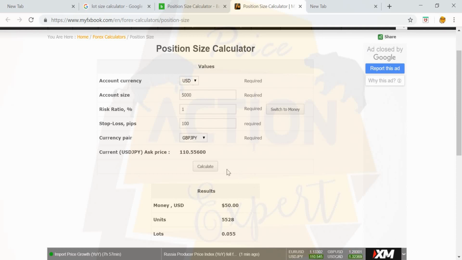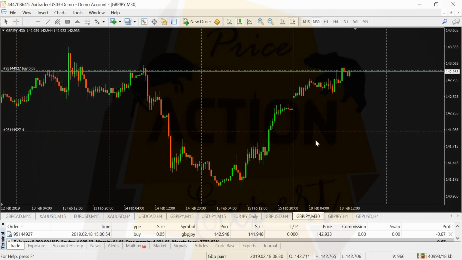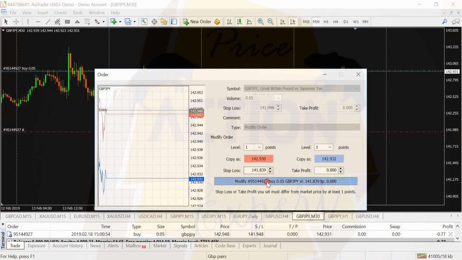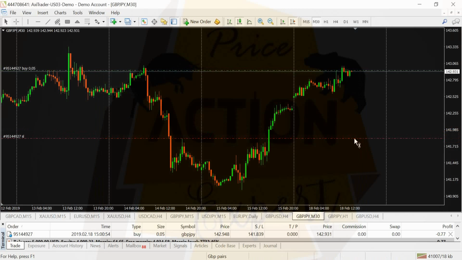See, we have calculated that actually 1% is $50, but because of the spread in the broker, it shows that it's 45. If you want, you can adjust it to approximately $50. Yes, okay. And that would be 110 pips actually.